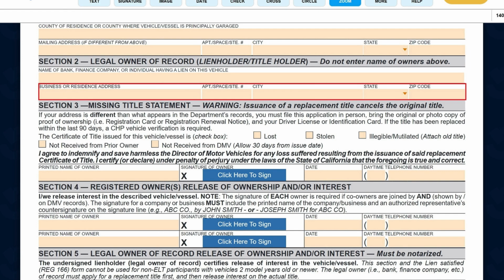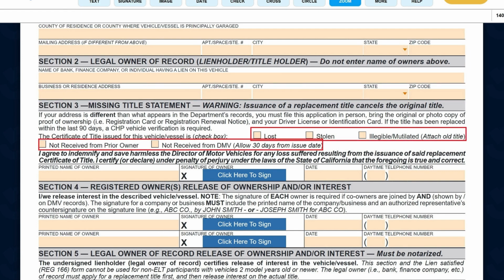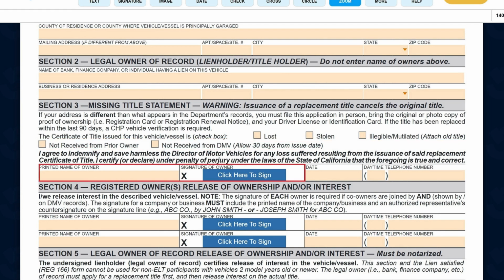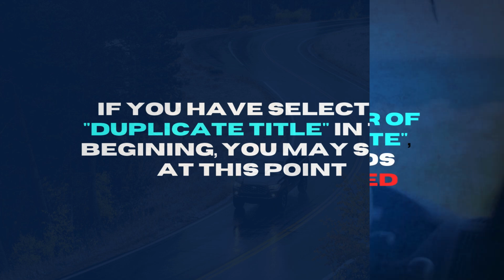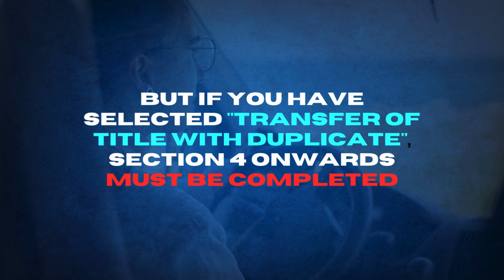For the third section, please mark the box that corresponds to the reason why you're requesting a duplicate title. Afterwards, indicate their full legal name and signature of the lien holder or title holder. Then, enter the date when this was signed along with a daytime telephone number. If you have selected duplicate title in the beginning, you may stop at this point. But if you have selected transfer of title with duplicate, section 4 onwards must be completed.